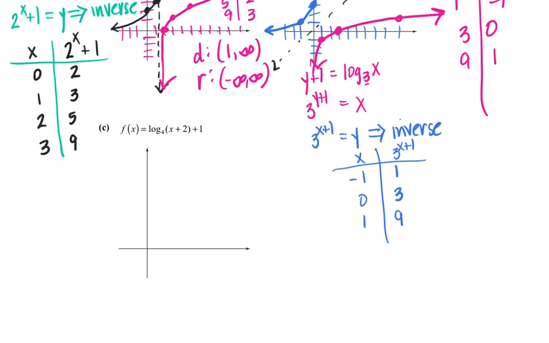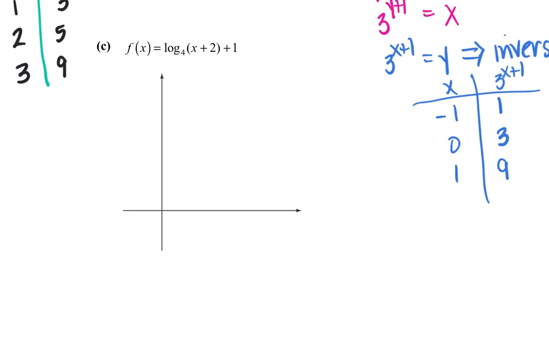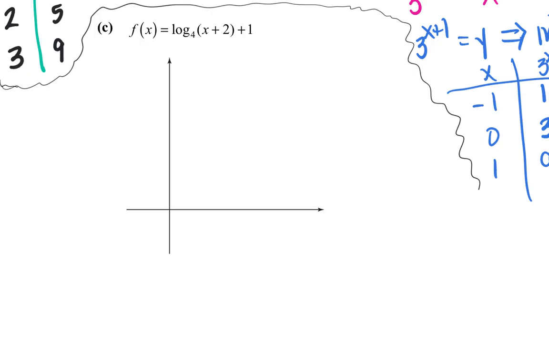All right, let's look at our next one. And we're going to do the same thing with this one to get our inverse. So we have, let me separate this with some squiggly lines so we don't get it mixed in. So we have y equals log base 4 of x plus 2, plus 1. So this one is going to be a shift to the left and a shift up.